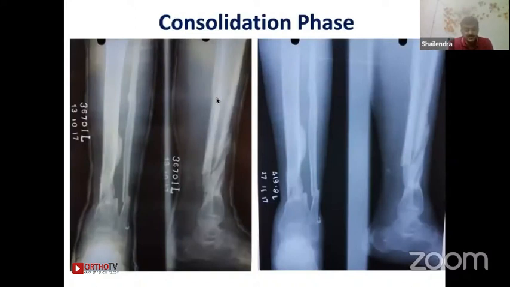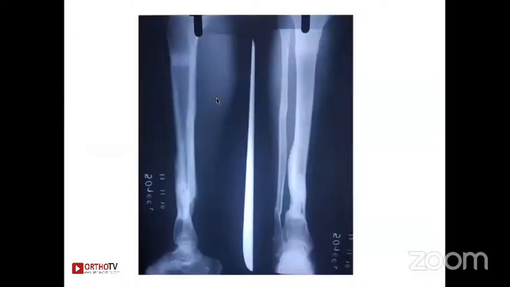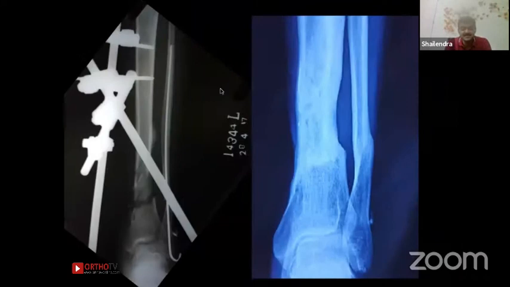This is the callus that has formed. The Ilizarov was removed and protected in a plaster cast. Fracture union was achieved. This is complete union. From here to the union site, this is the magic of Ilizarov. The simple principle of compression and distraction at the non-union site will trigger the union. So, beautiful results.